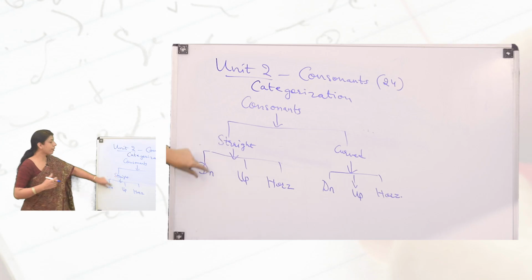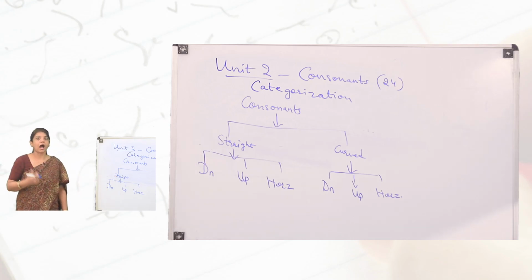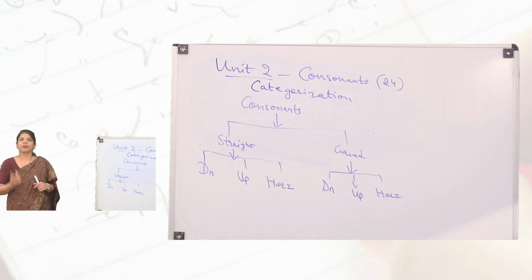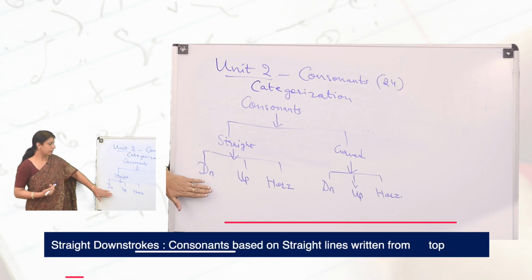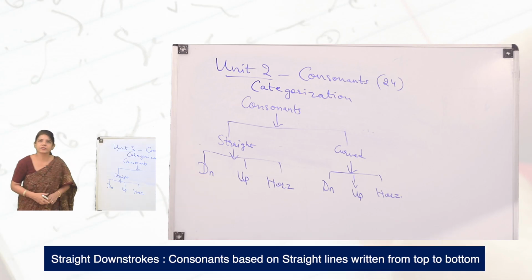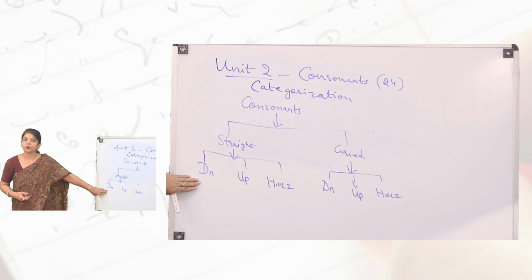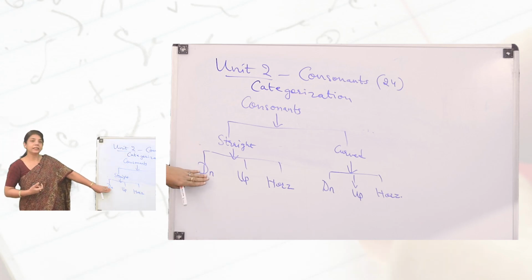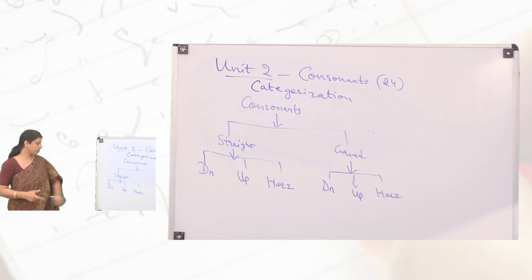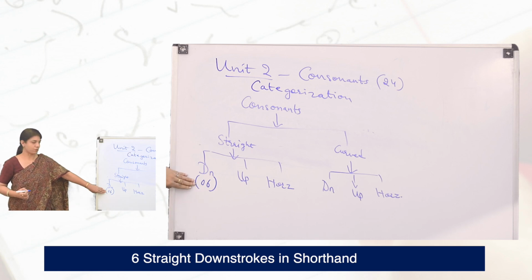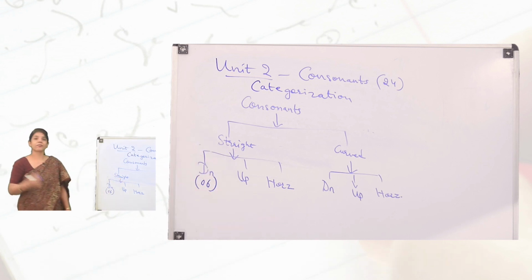Now, how many total straight downstrokes are there in shorthand? How do we define the term straight downstrokes? If you have understood the concept in the earlier video on Unit 1, you should be able to define it on your own. Straight downstrokes means the consonants which are based on straight lines written from top to bottom, because I said earlier also that downward direction means downstrokes. So we have a total of 6 straight downstrokes.